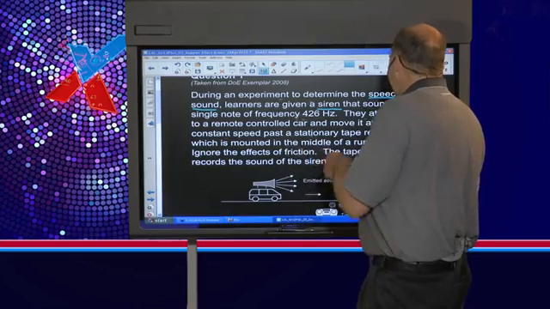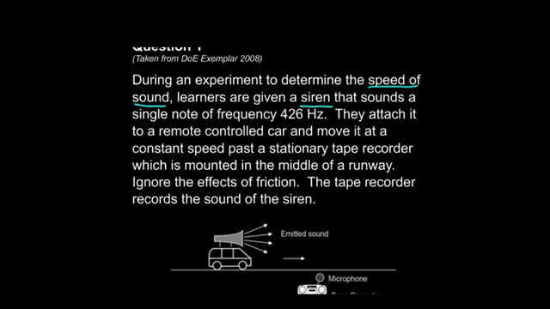Okay, and it makes a sound of a single frequency of 426 hertz. Remember, that's how we know its frequency. They attach it to a remote-controlled car and move it at a constant speed past a stationary tape recorder, which is mounted in the middle of a runway. Ignore the effects of friction. The tape recorded the sound.